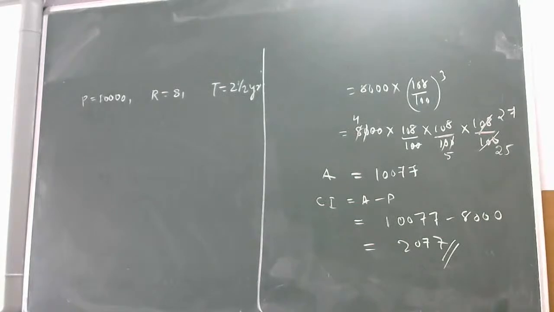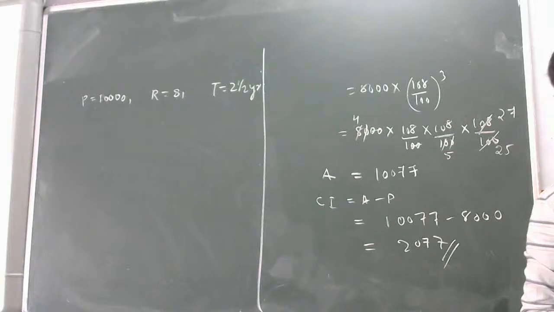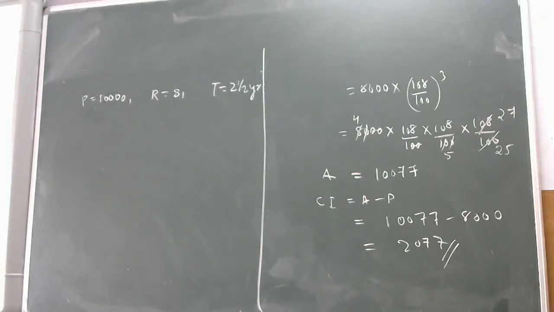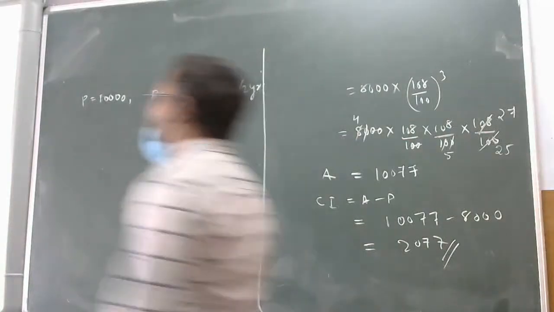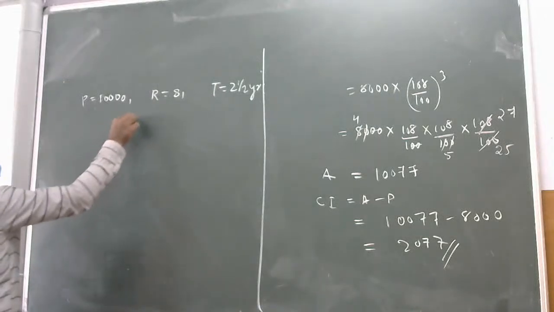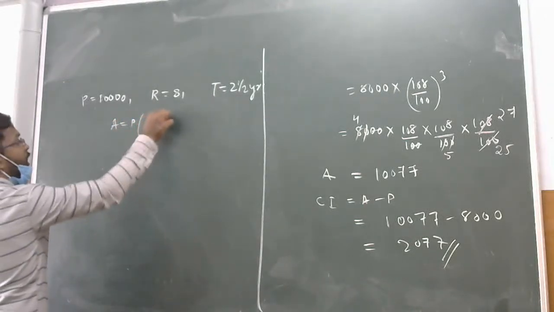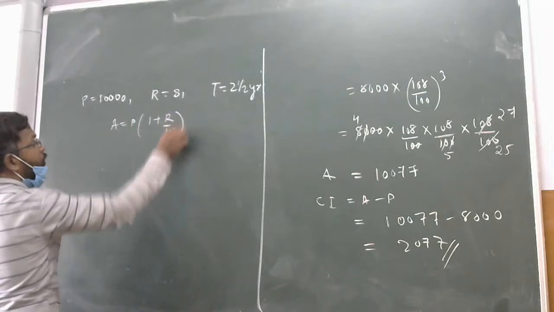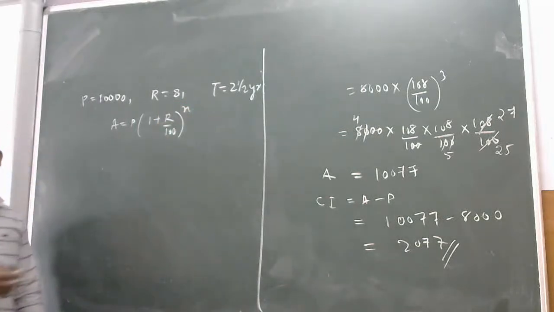So how are you going to do this question? In some questions it is compounded every 6 months, but here it is compounded annually at 8%. Your formula is Amount equal to P into (1 plus R by 100) to the power n. First we have to find for 2 years, then for the half year.